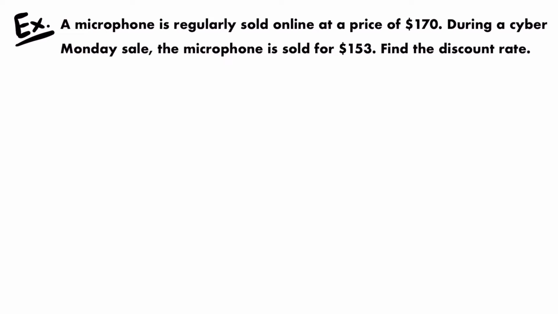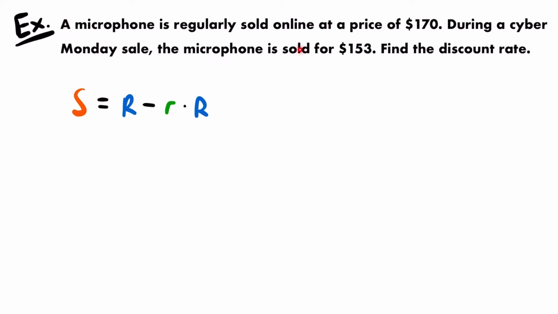Okay, so once again, we're going to solve this problem using the equation that S, the sale price, is equal to the regular price, big R, minus the discount rate, small r, times the regular price, big R. Okay, so we want to identify the different values of this equation that we are given in this problem.